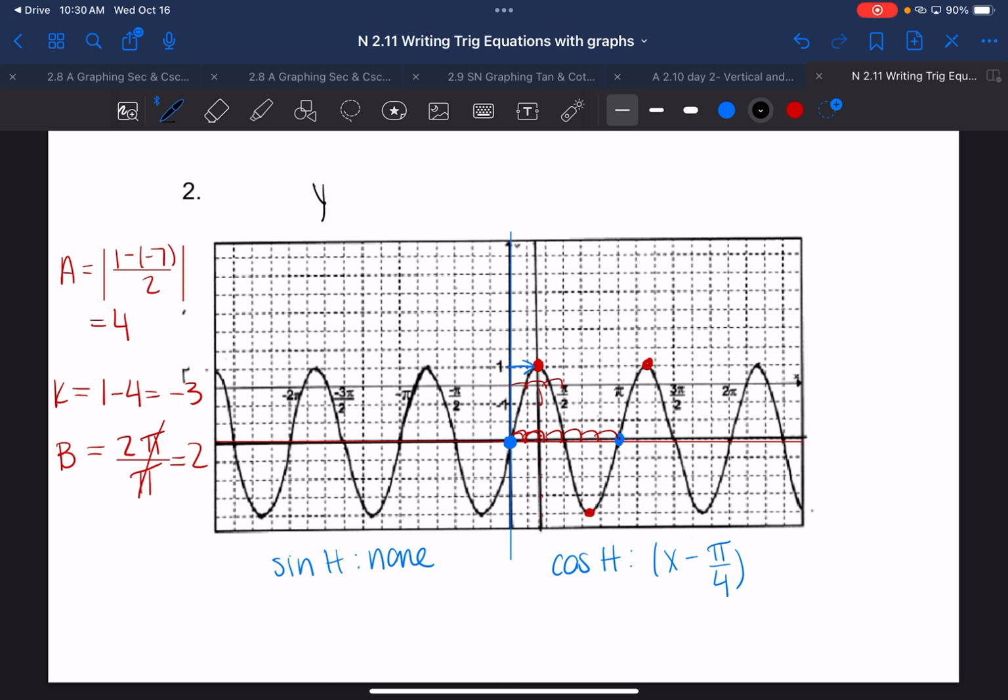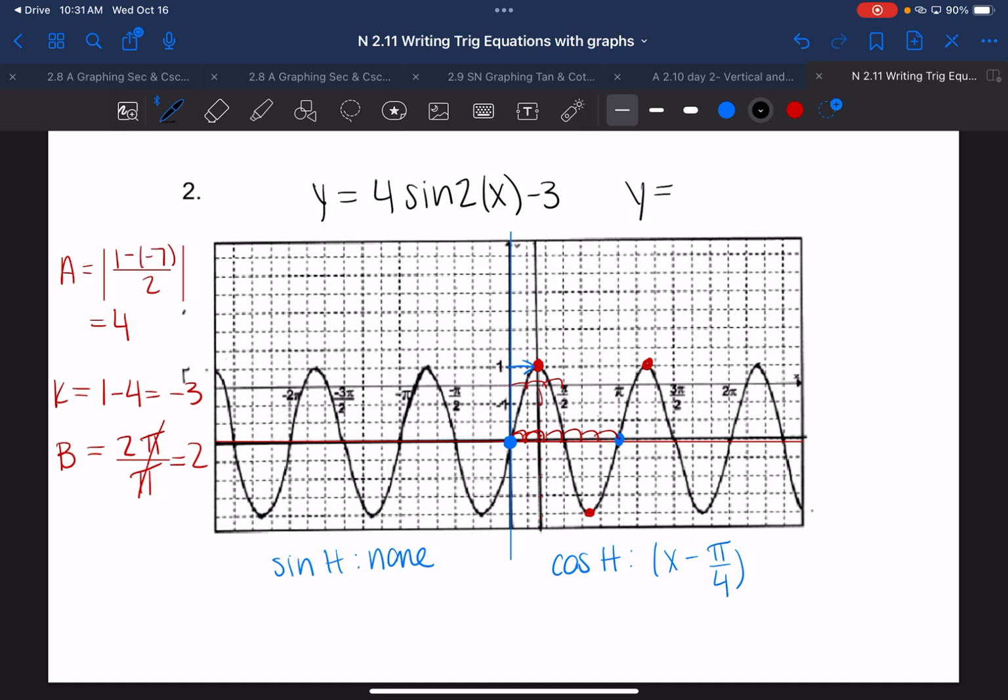So we'll start with sine. Y equals, what do I put first? A, the 4, followed by sine, and then what comes next in the equation? The 2, your b value. And then I'll put my x, right? Do I have to add or subtract anything to that x value? Okay. And then what are we going to use for k? -3.